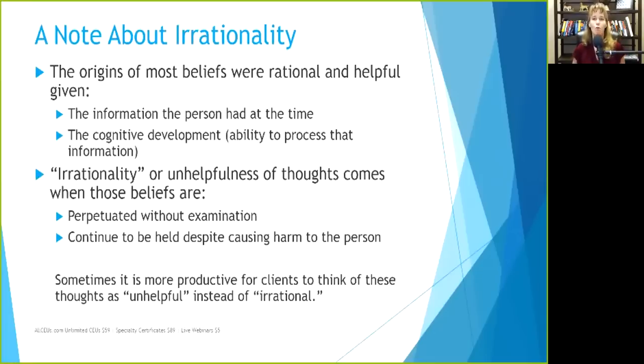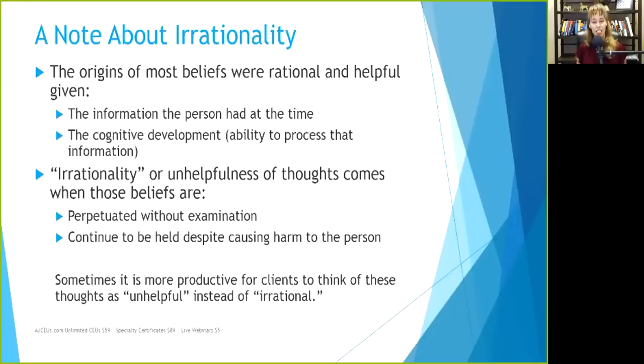Okay, so we need to help people understand that, especially if we use the term irrational, those thoughts you formed when you were knee-high to a grasshopper made perfect sense to you back then. But now that you're an adult, you've got more experiences and you're able to take different perspectives, your brain is more developed. Let's take a look at it and see if you can look at different perspectives and come up with something that's a little more helpful, maybe a different way of perceiving this situation.